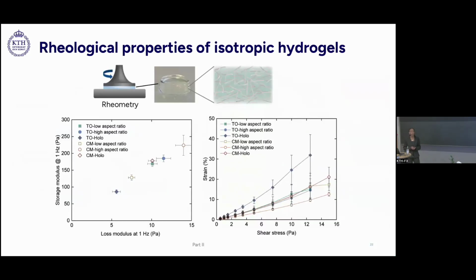So we evaluated the rheological properties of isotropic hydrogels, which were locked by acid. And from the storage and loss modulus, we obtained that the stiffest hydrogels were formed by the high aspect ratio fibrils. However, the holo CNFs have an even higher aspect ratio, but their lower stiffness was attributed to a lubricating effect from the remaining hemicellulose on the fibrils.